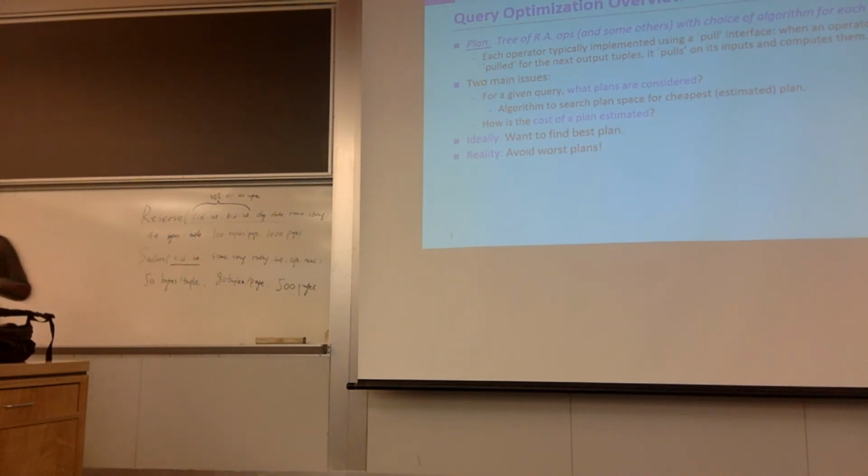Ideally, we want to find the best plan, but that's not always possible because we do not have enough information here. So in reality, the best thing you can do is just avoid the worst plan. Don't do stupid things like computing the Cartesian product of everything if you do not need to. That's basically our goal.